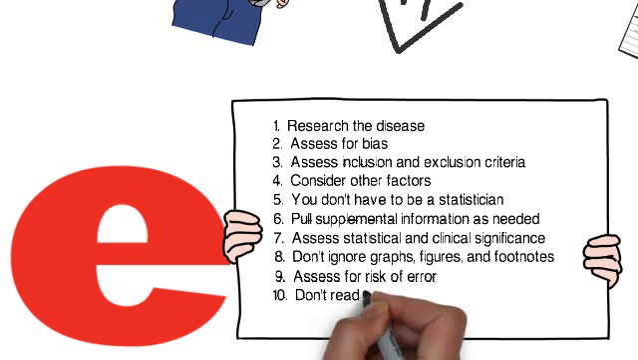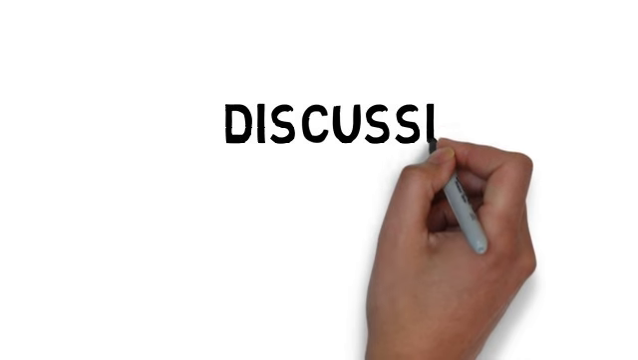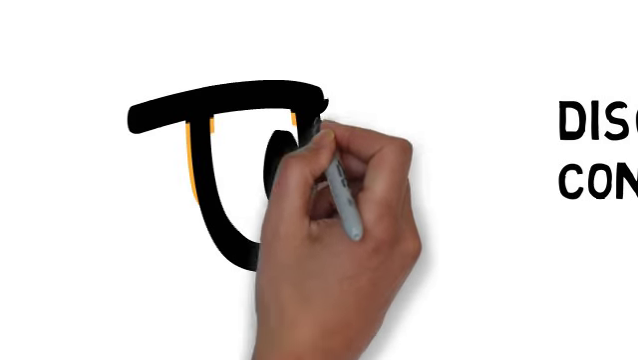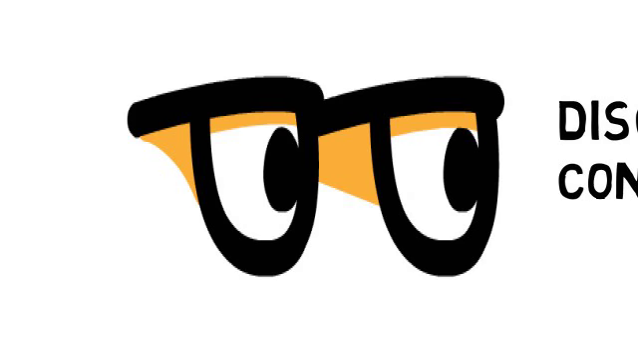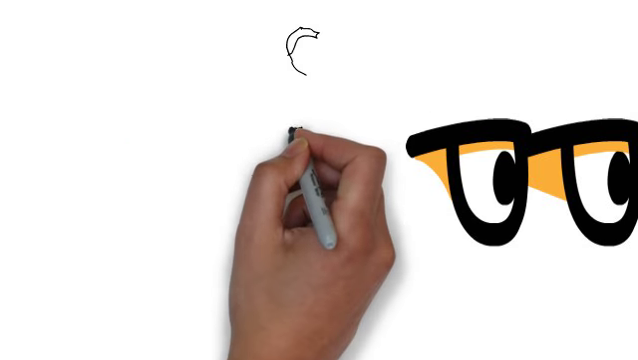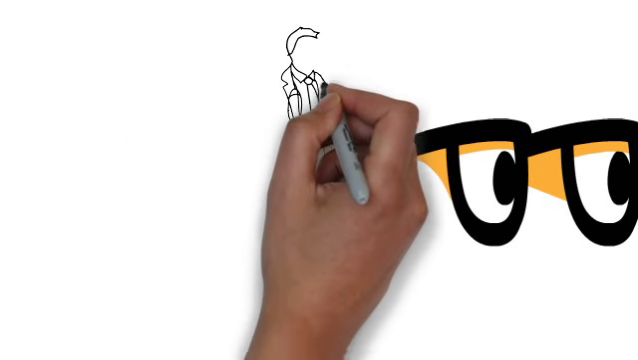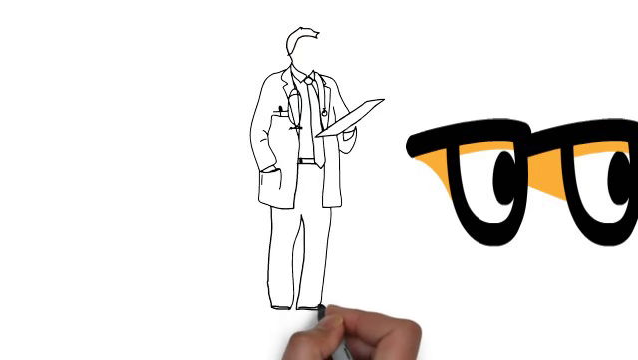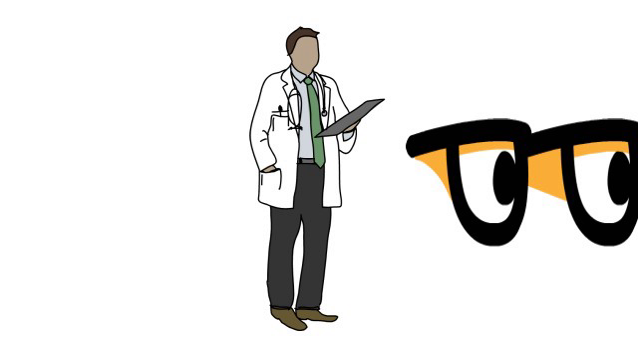Tip number 10, don't read the discussion. Don't read the discussion and conclusion until you've created your own ideas and conclusions about the study. Remember, the discussion and the conclusion is the author's opinions and interpretation of their study results. By doing this on your own, you avoid always agreeing with what you have read. This is especially important when the funding source could have introduced bias. So the bottom line is, form your own conclusions rather than letting the study do it for you.